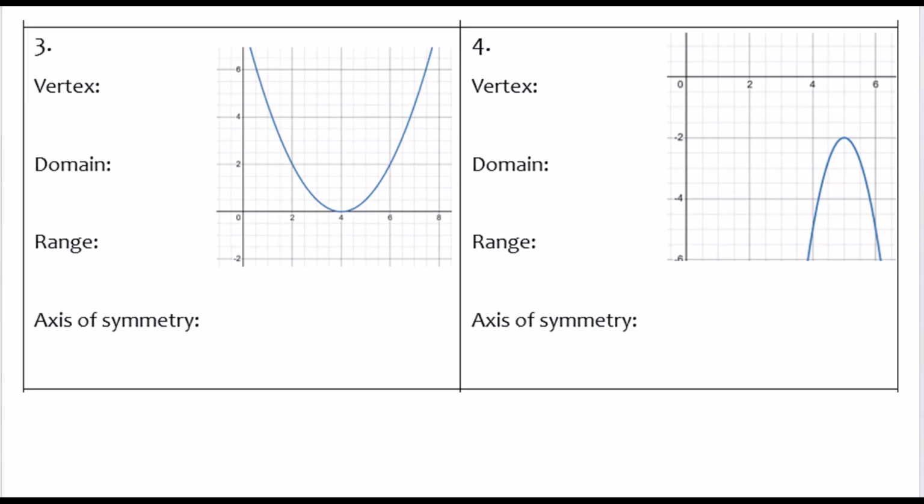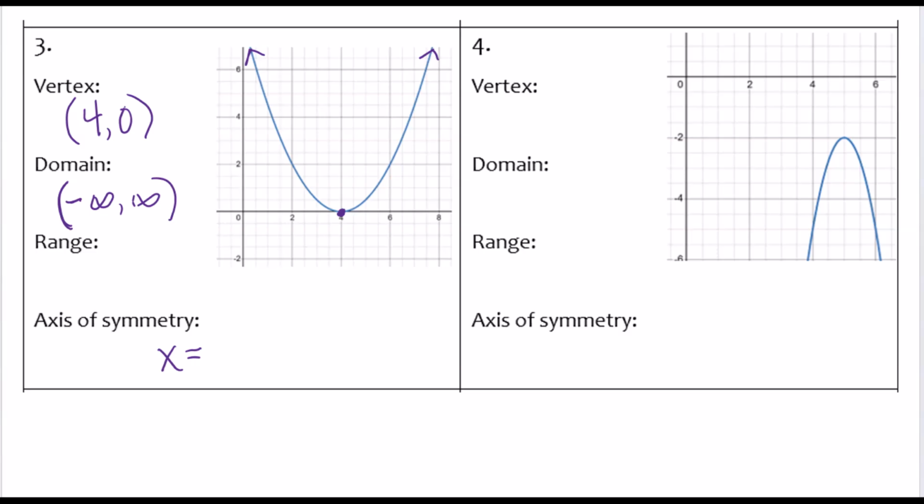Okay. Let's continue on with 3 and 4. So I'll give you a head start on both of those problems and then we will check them, okay? All right, let's see where we're at here. So on number 3, I got 4, 0 for the vertex, right? Domain is everything because it will keep going to the left and right.